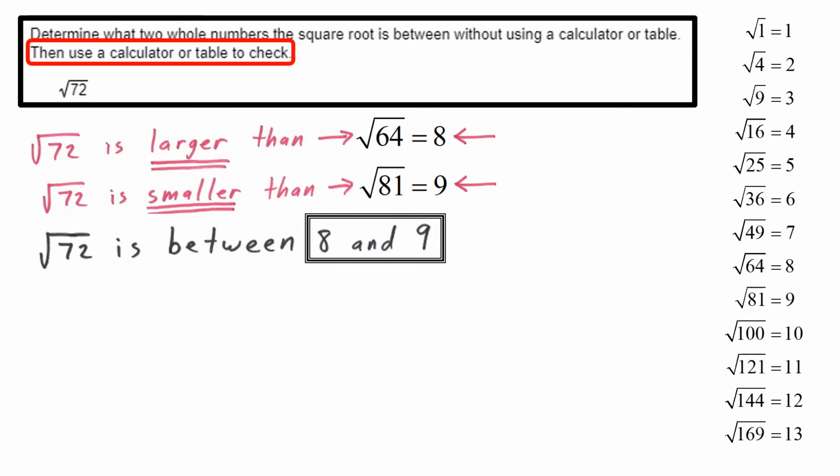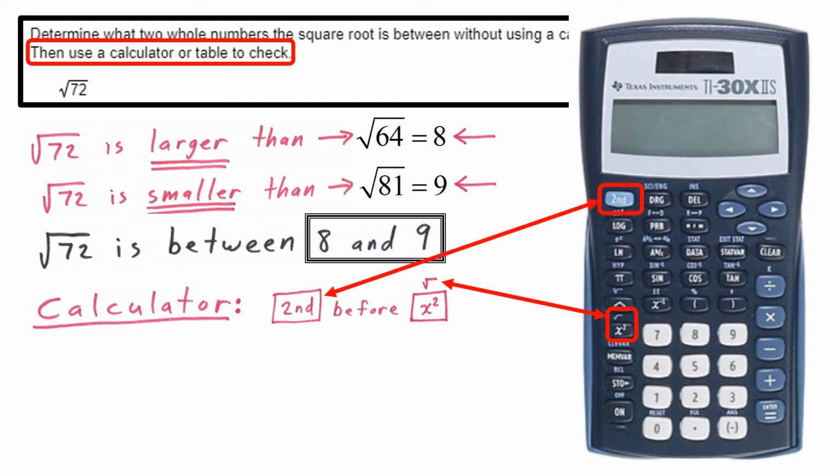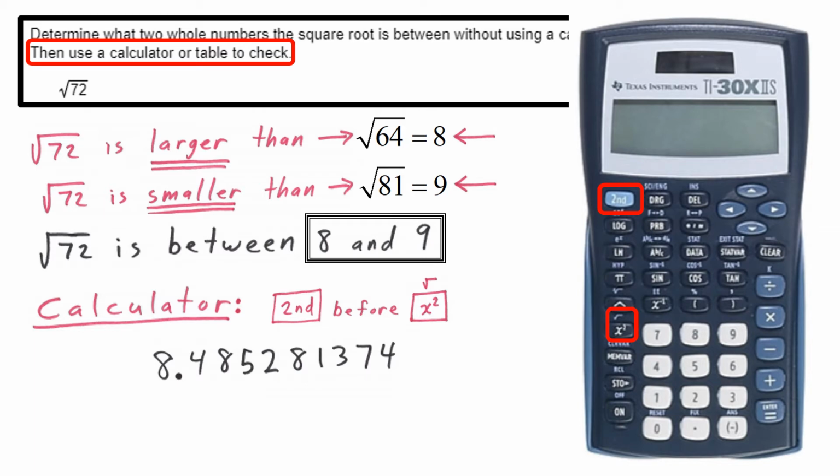But the question also says to use a calculator or table to check. We'll use a calculator. The square root feature on some calculators can be a little bit tricky because sometimes, such as this calculator, it doesn't get its own button. Rather, it's written above the x squared button. So to activate this feature, you'll need to first press the second feature button before you press the x squared button. If we use this feature to find the square root of 72, our calculator gives us this result.